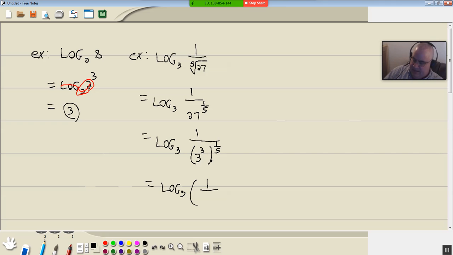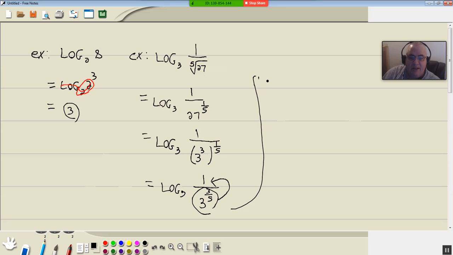Now, when you're raising one exponent to another exponent, you multiply them together. 3 times 1/5. So we're going to have 3 to the 3/5 power. And now it's almost in the right form. I just need to take this and put it up on top. Well, you've got a property that says you can move something opposite of where it's at in a fraction, and the sign of the exponent changes. So this becomes 3 to the negative 3/5 power. Now again, if these two numbers match, then the log and those two numbers are going to cancel, and our answer would be negative 3/5.